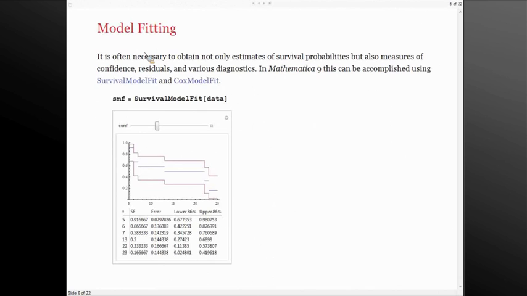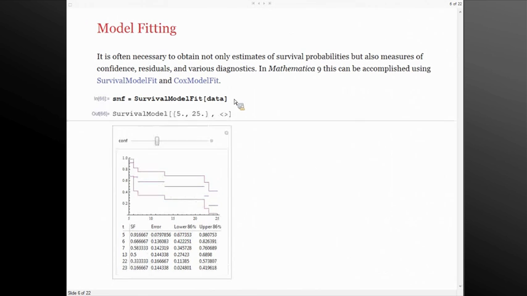But in survival analysis, there are a lot of more interesting and advanced kinds of analysis you might want to do. For example, you might want to have confidence intervals about some of these survival probabilities. You may want to perform some kind of regression and get diagnostics and residuals and these sorts of things. So we've added in version 9 SurvivalModelFit and CoxModelFit to do just these things.